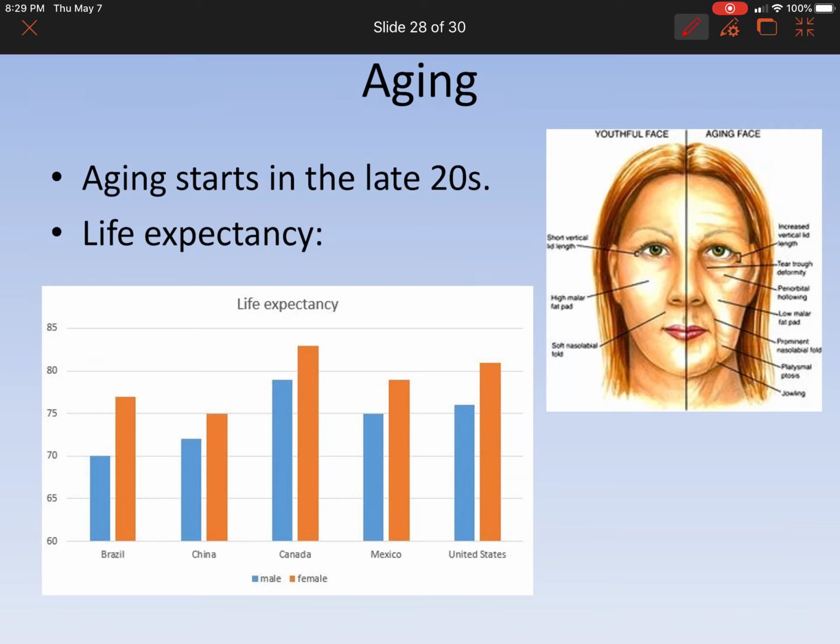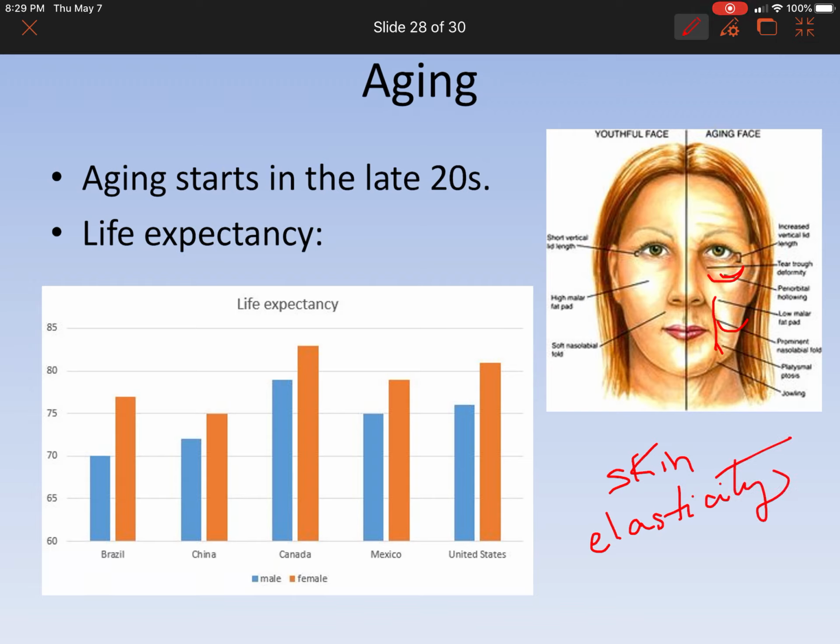And the last stage, we have aging here. Aging starts in the late 20s. So once you get to your 20s, things start changing on the other side. We've got here an image of a youthful face, and then we've got the aging face where we've got just gravity coming into play, right? It's pulling things down. We talked about this before. Skin elasticity begins to be lost.